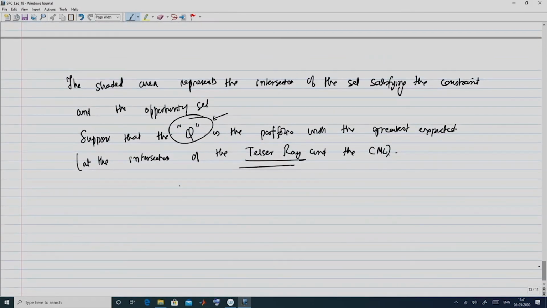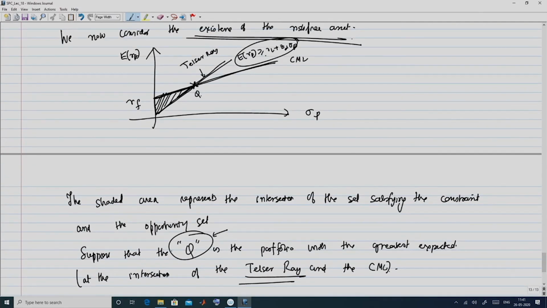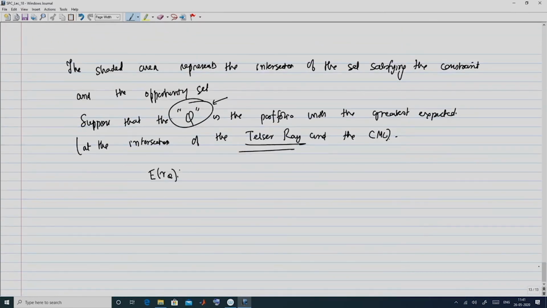So accordingly I can write ERQ from this relation equal to RL plus Z alpha sigma P, which is RL plus Z alpha, but instead of sigma P we now have sigma Q. So this can be written as RL is equal to ERQ minus Z alpha of sigma Q.